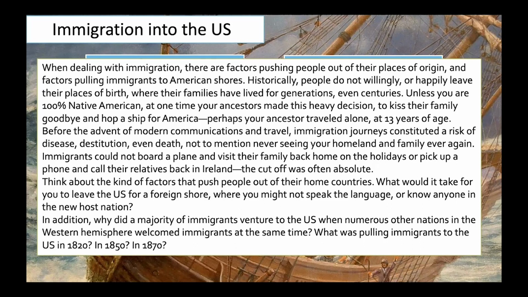Now, at this time, of course, during the Puritans and Pilgrims, it wasn't so easy. But as we go further in time into the 19th century and 20th century, there are other nations that immigrants could go to. But why the US? Why do they pick the US oftentimes? What was pulling immigrants to the US in 1820, in 1850, in 1870?